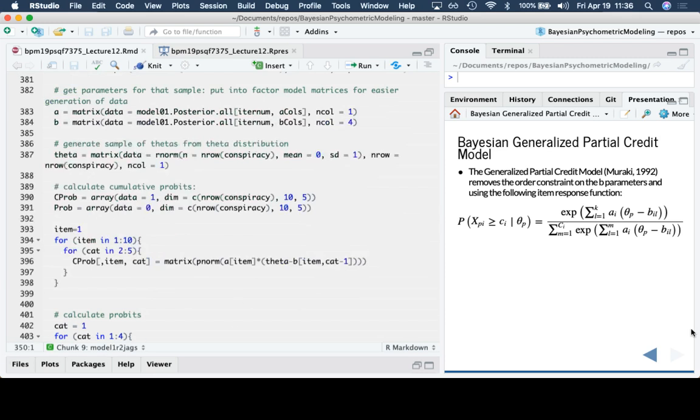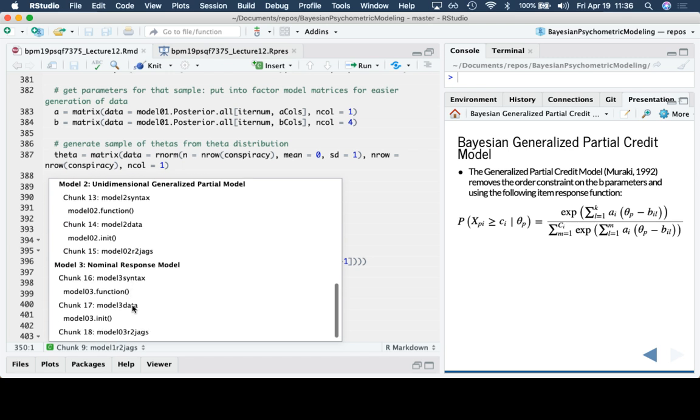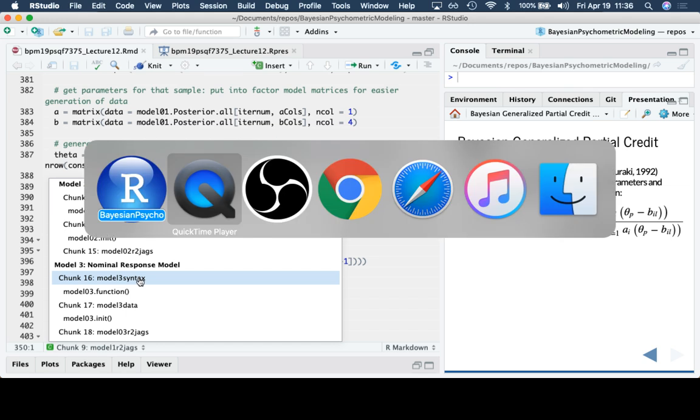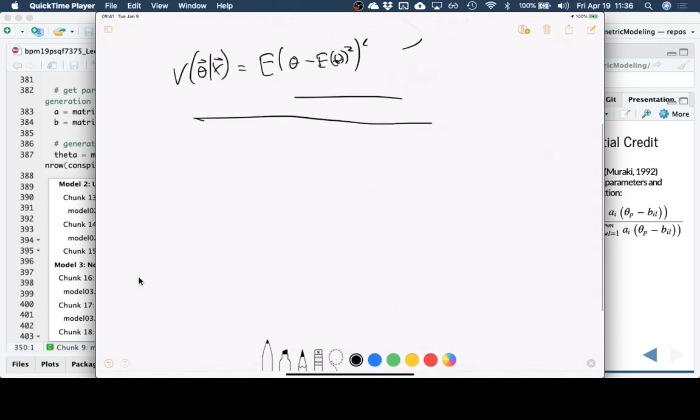All right, finally, I realized I didn't make my syntax for the nominal. I mean, I made my syntax, but I didn't make my slide for nominal response. But nominal response is a model, and I might be able to draw this real quick. The nominal response model, come on, pencil, there we go.